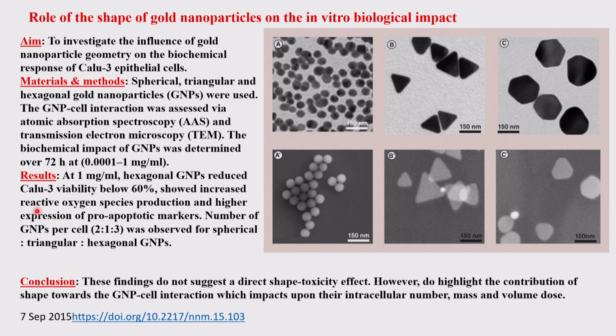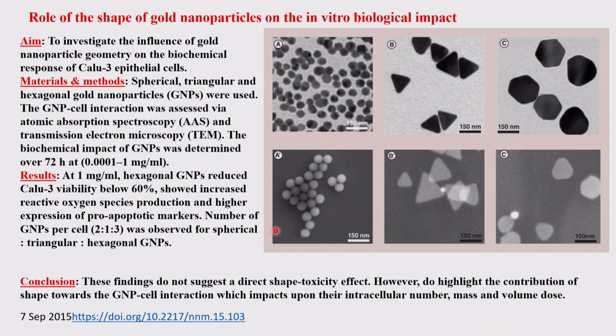So these were done, and then the cells, whether they are viable, whether they lose their viability, means they get killed. So viability comes to something like 60%, below 60% for the hexagonal, as compared to the spherical and as compared to the triangular.